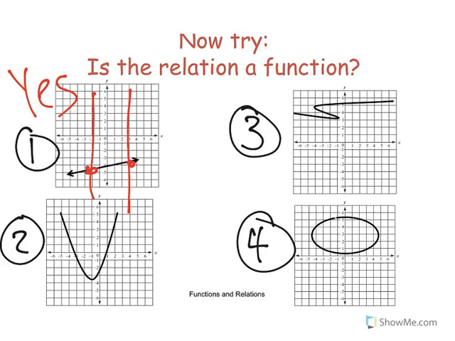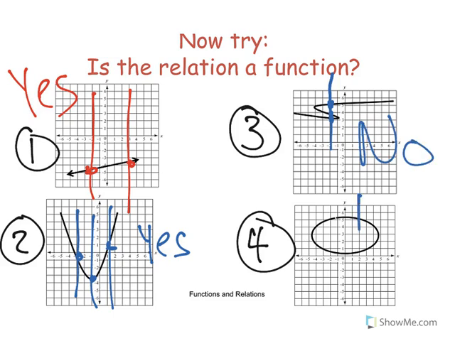So for number 2, wherever I draw my vertical line, I only go through 1 point. So we're going to say yes, that's a function. Number 3, if I go through over here, I go through multiple points. Right? 3 of them actually, I only need 2. So we're going to say no, that is certainly not a function. And as I even referenced earlier, a circle and oval, these are not going to be functions because if I draw my vertical line, it passes through 2 points.